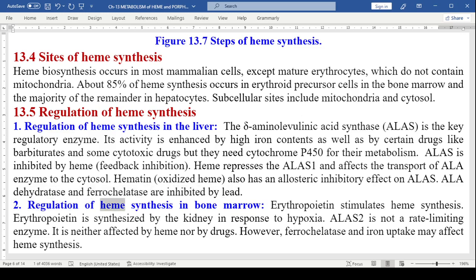2. Regulation of heme synthesis in bone marrow. Erythropoietin stimulates heme synthesis. Erythropoietin is synthesized by the kidney in response to hypoxia. ALAS2 is not a rate-limiting enzyme. It is neither affected by heme nor by drugs. However, ferrochelatase and iron uptake may affect heme synthesis.